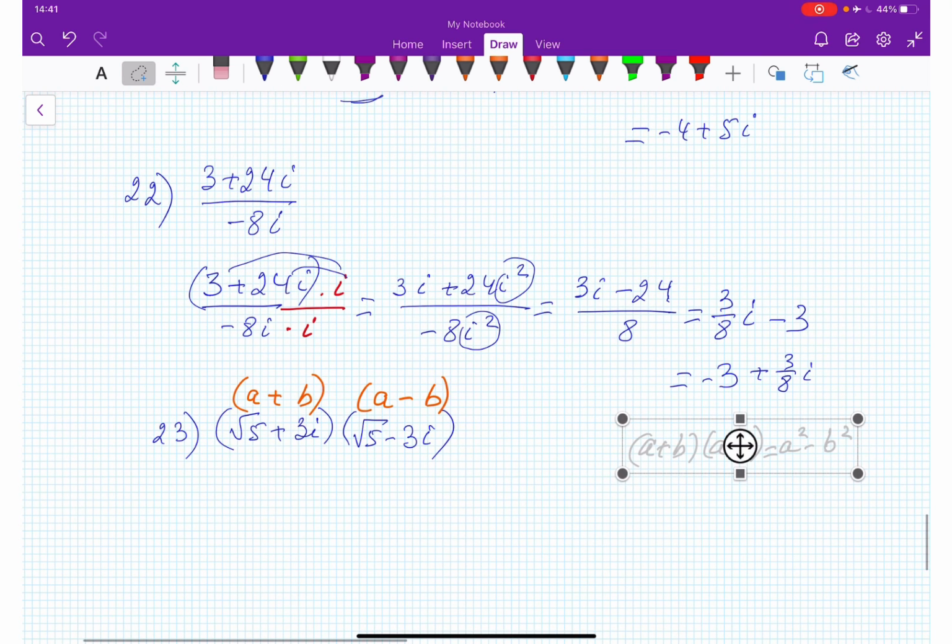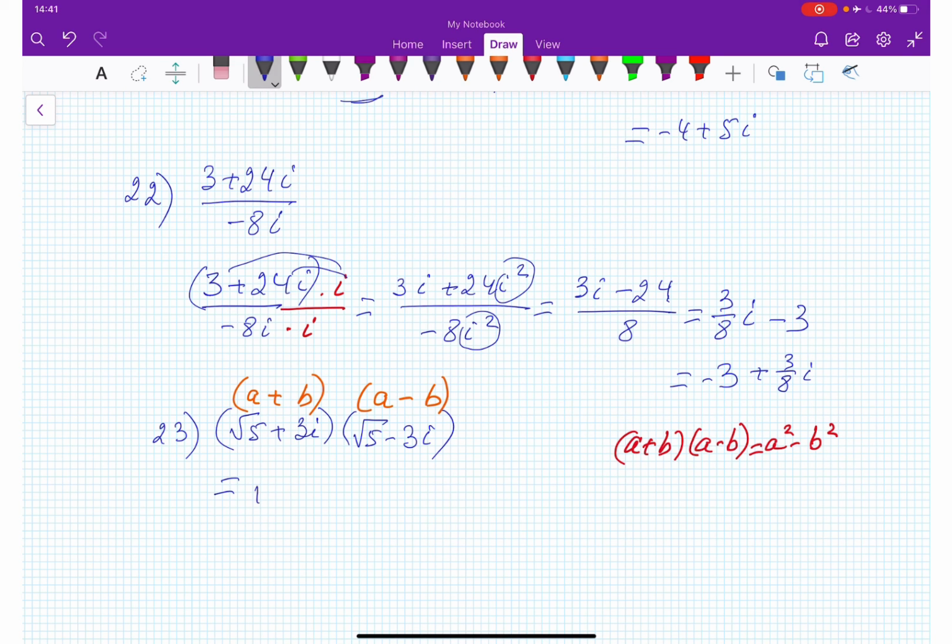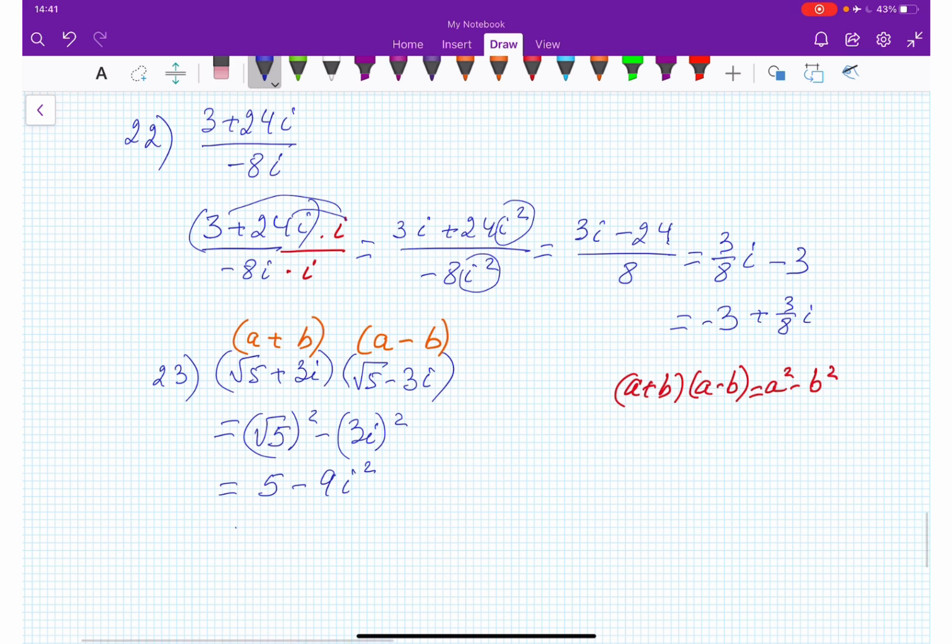Here we have, so this is going to be equal to square root 5 squared minus 3i squared, which means 5, right? Minus 3 squared is 9 and i squared. So the final result is, I'm going to put first, it's going to be 5 and then i squared, it's plus minus 1. With this minus, it's going to be plus 9. And it's equal to 14.